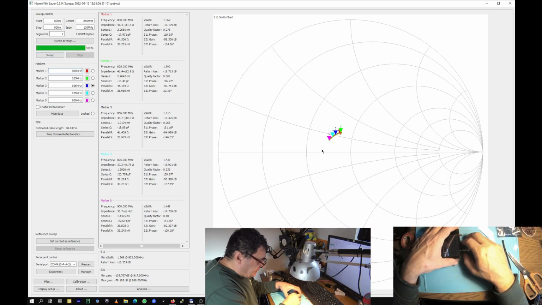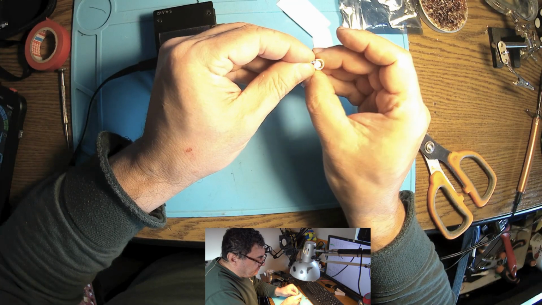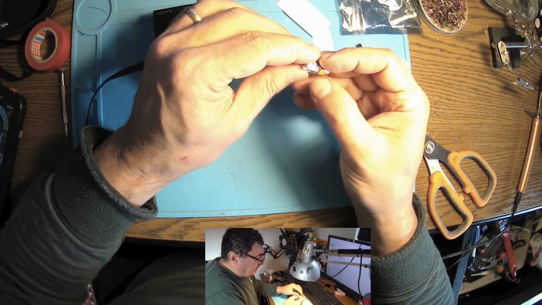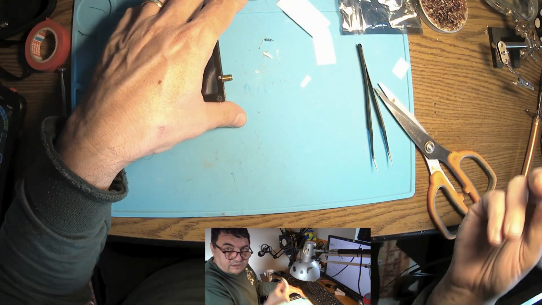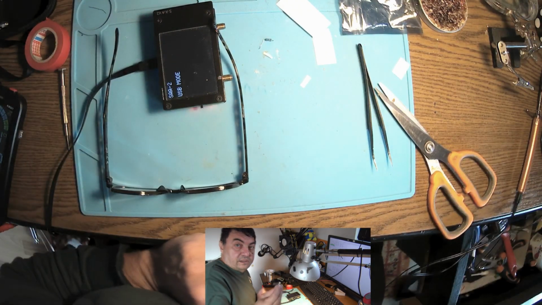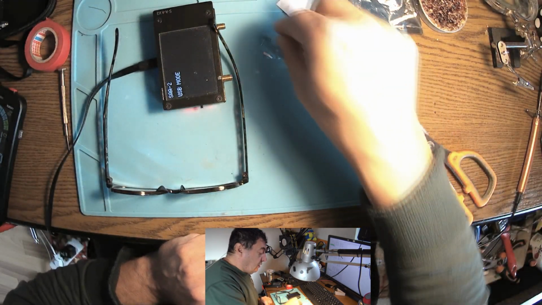So the point is that the resistor should be as close as possible to the middle pin, and good shielding too. And this is a perfectly useful terminator. It can be used with no problems.